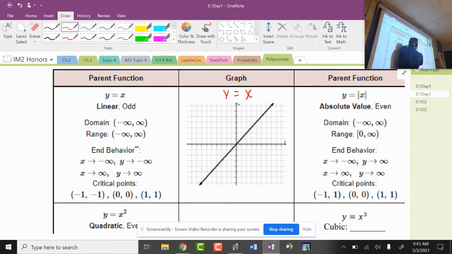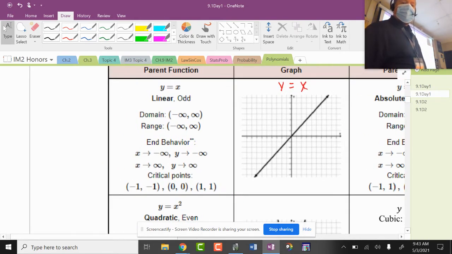So as I input these X's, as I get bigger for X, what happens to the Y's? They get bigger. That's where, as X goes to infinity, so does Y. And then as I plug in negative X's, what happens to the Y's? They get smaller. They get more negative. So that's where as X goes to negative infinity, so does Y.